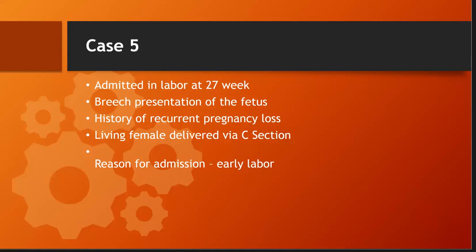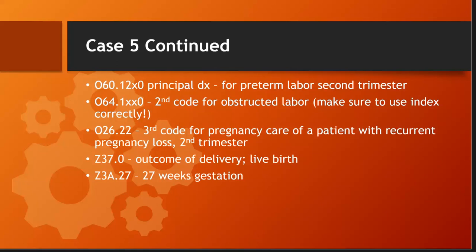So what was her reason for admission? She's at 27 weeks in active labor, and that is an early labor. So we're going to index delivery, preterm labor. We arrive at the code of O60.12 with the placeholder of X0, and this is one that is very important again that you go to the tab index, because you're not going to code the code completely if you do not go to the tab index.